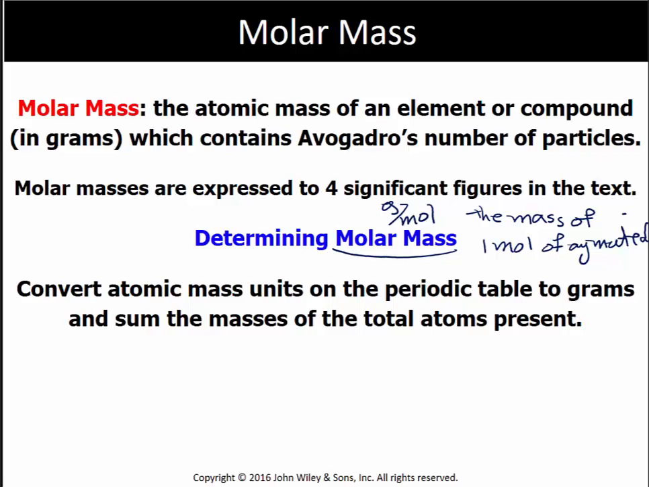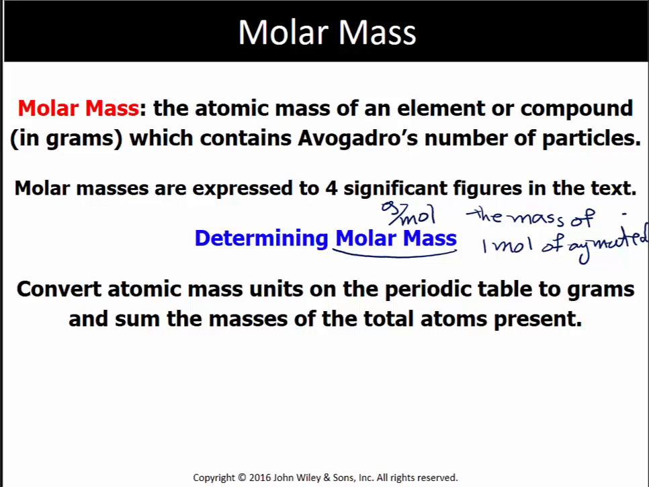Now, the question is, if we have a compound, remember, those are materials that are composed of 2 or more elements, how do we find the molar mass of a compound? And this is important because let's say I go to the lab and I want to measure out 2 moles of water. Water is composed of hydrogen and oxygen. How would I know what the molar mass of water is?